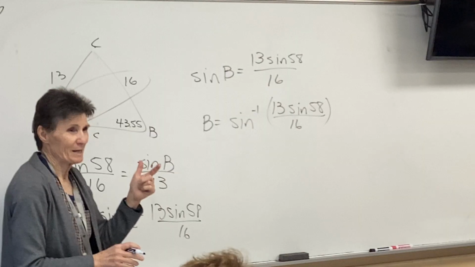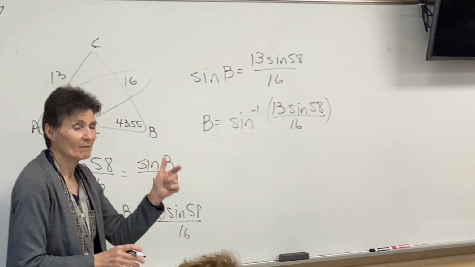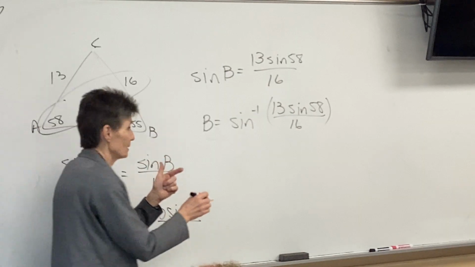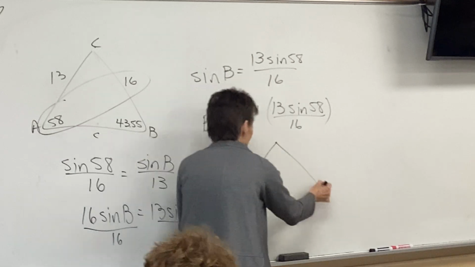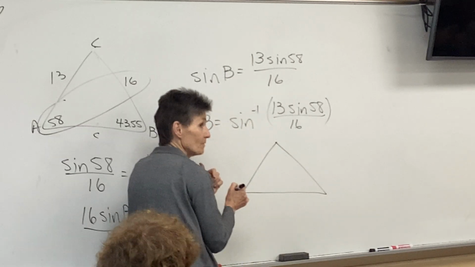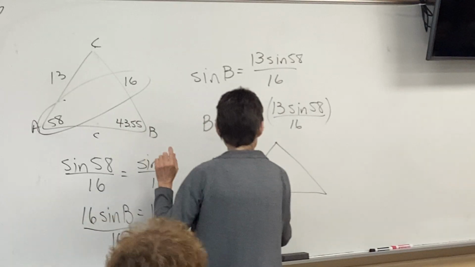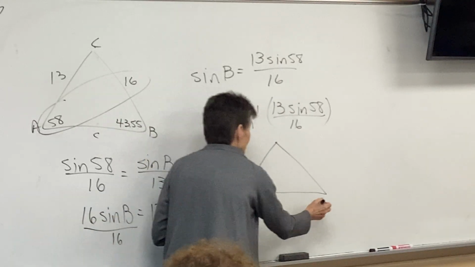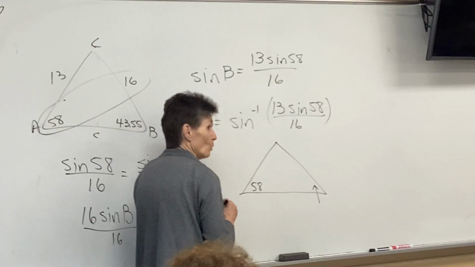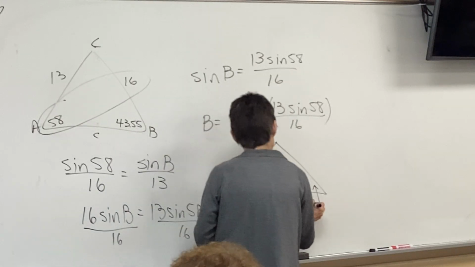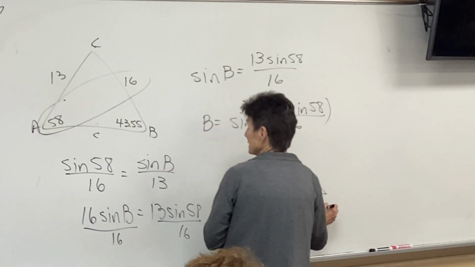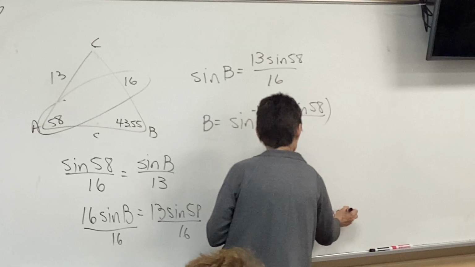So then where do I go? What is my next step? I have one more step. Subtract that from 180. I have to figure out if the second triangle would work. So the given angle is 58. If the second angle is going to work, it's 180 minus 43.55.